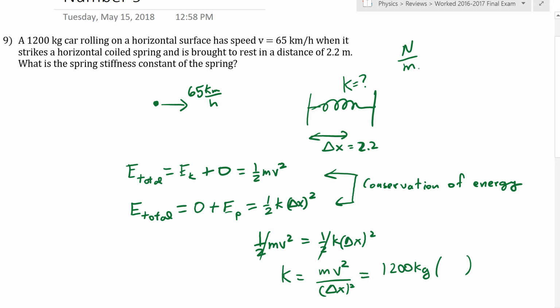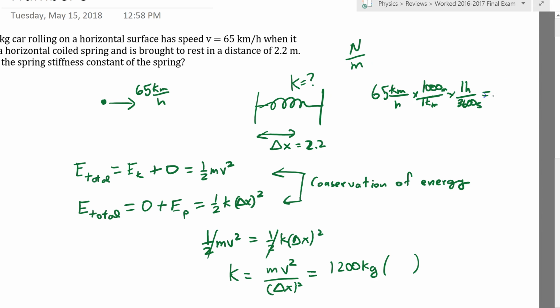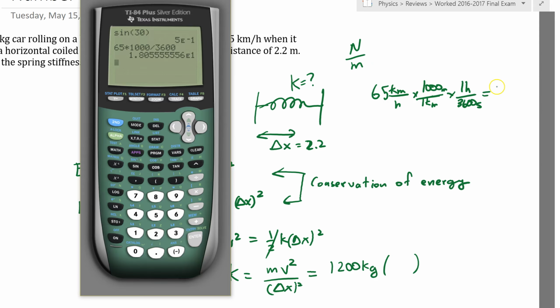So if you want to get k in the normal units, you've got to convert the velocity to meters per second. So 65 kilometers per hour, that's 1 kilometer over 1,000 meters on top, 1 hour, 3,600 seconds on the bottom. If you can do this conversion, you get 18.1 meters per second.